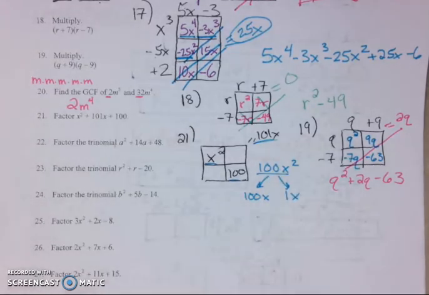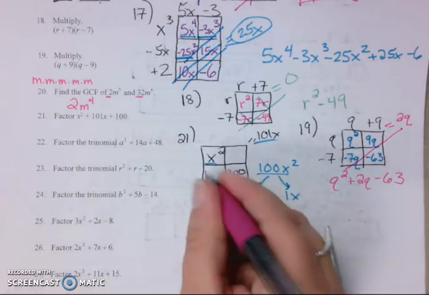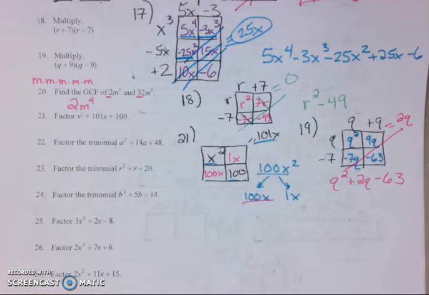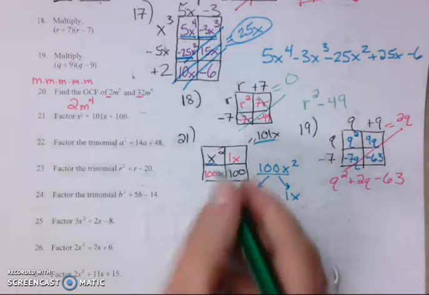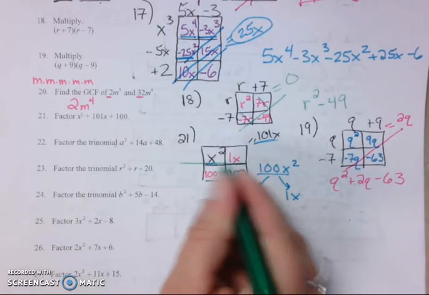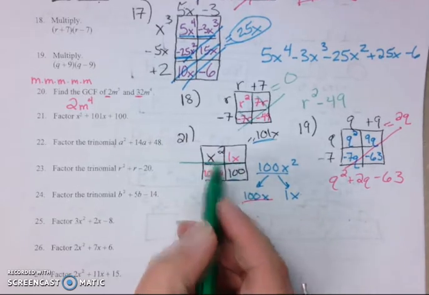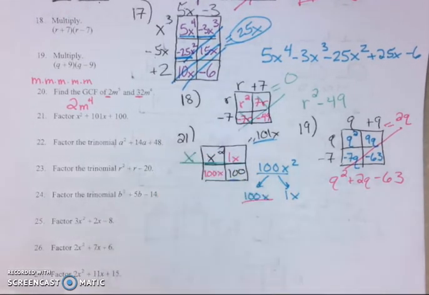So I know that these go in these boxes. And it doesn't matter which order you put them in. Okay, the next step that a lot of people forget, it's super important. In this first row, take out the greatest common factor. What do these both have in common? They both have 1x in common.